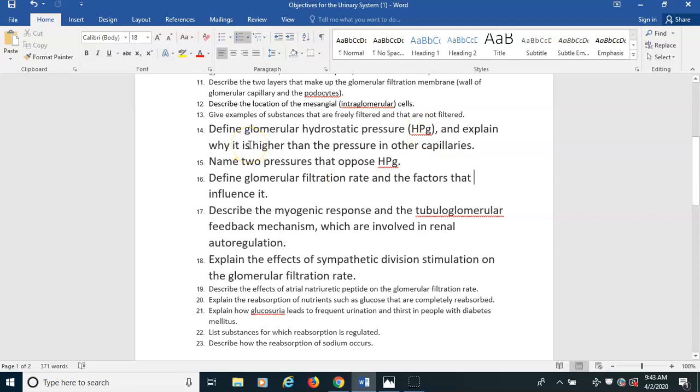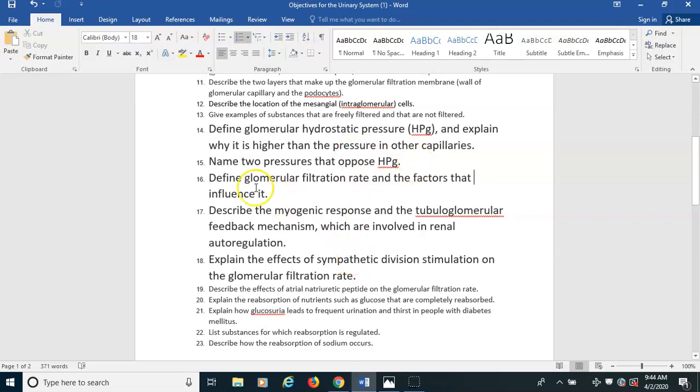Okay, so that is our defined glomerular hydrostatic pressure. Explain why it's higher. So that was in the objectives. I thought it was another objective. So explain why it's higher than the pressure in the capillaries. That's because the afferent arteriole is more dilated, allowing more blood to flow in there, and the efferent arteriole is more narrow, allowing the blood to flow a little more slowly out of there. So that helps. Name the two pressures that oppose it. That would be the colloid osmotic pressure of the blood and the hydrostatic pressure of the capsular space. And then again, you'll get your net filtration pressure if you just take the difference between the glomerular hydrostatic pressure and the two opposing pressures.